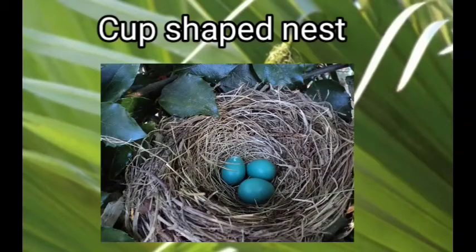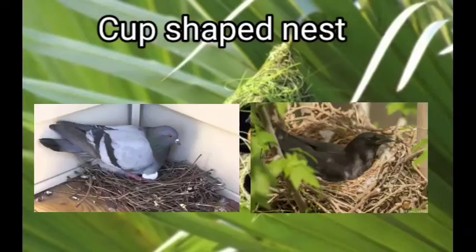So the first type of nest is the cup-shaped nest. See the picture, children. It almost has the structure of a cup, no? So these nests are called cup-shaped nests. Examples of the birds which have a cup-shaped nest are pigeons and crows.